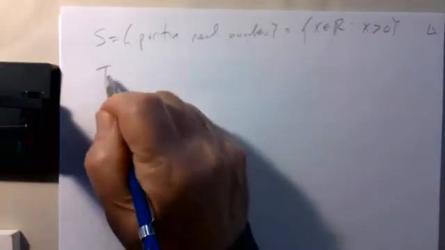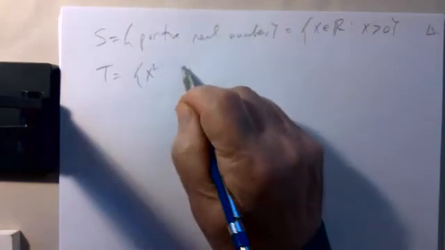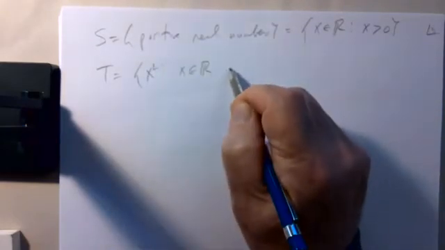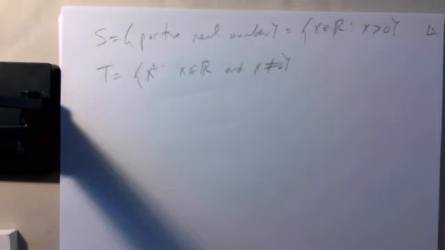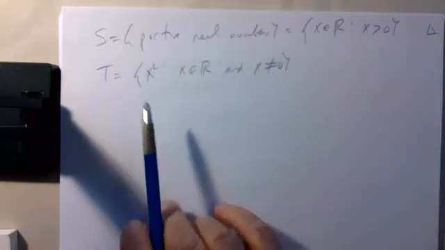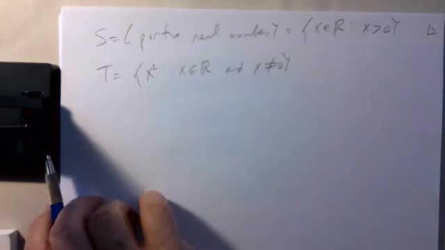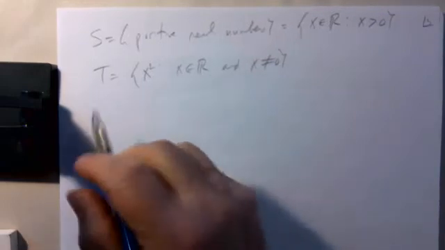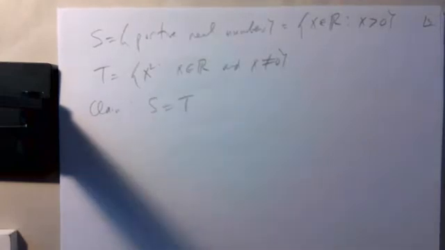And suppose we let T be the set of all numbers X squared, where X is a real number and X is not 0. Okay. So S is the set of positive reals, and T is the set of the squares of all non-zero reals. So I claim these are the same. It's the same set of numbers, just 2 different descriptions.